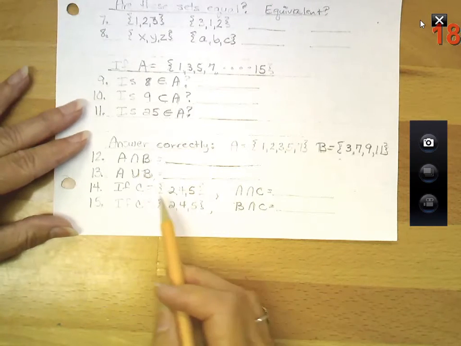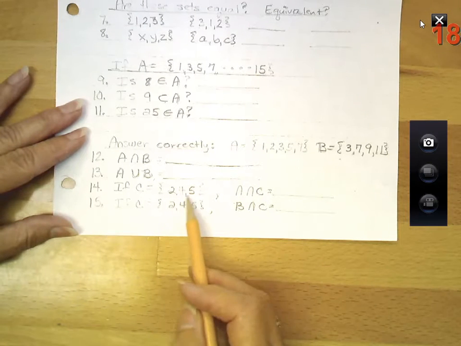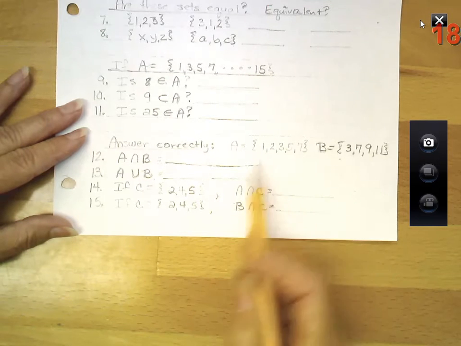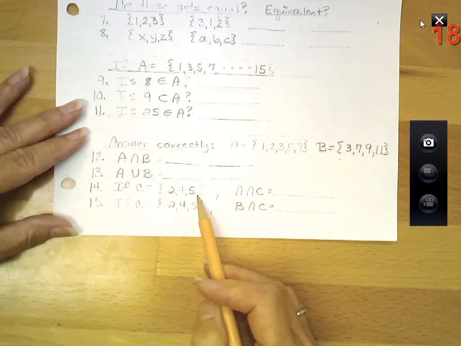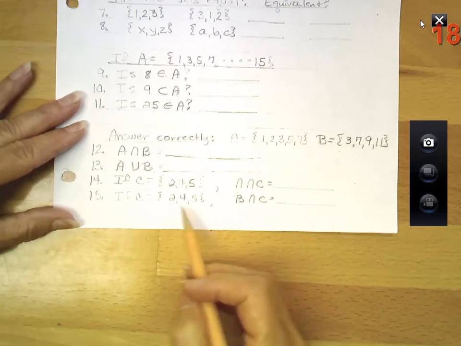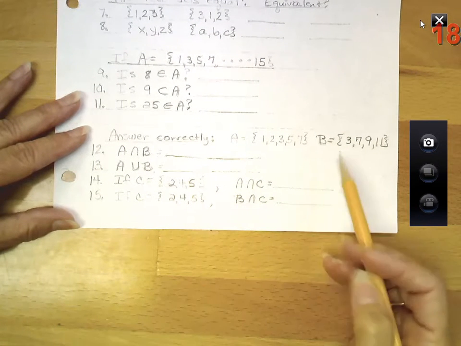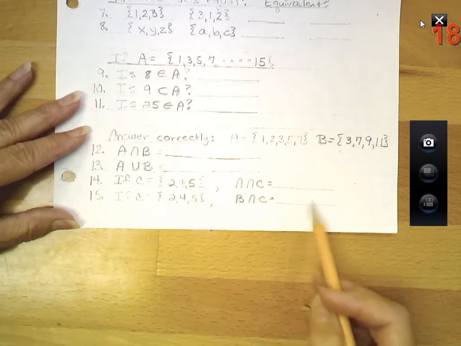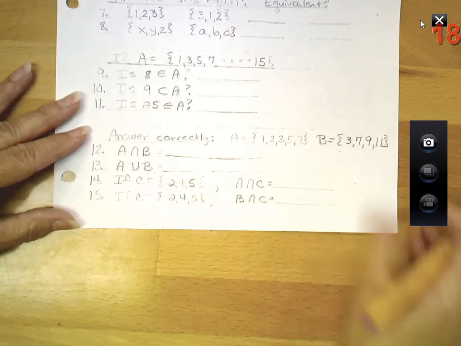If the set C is 2, 4, and 5, what is the intersection of A with C? What do they have in common? 2 and 5. Now I realize this is kind of hard to see. If C is 2, 4, and 5, what is the intersection of B and C? Nothing. None. And we would put the null set symbol.